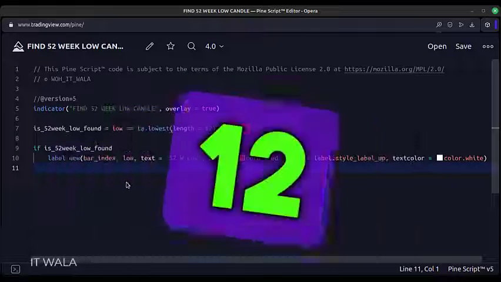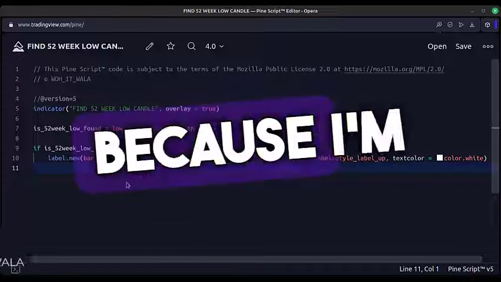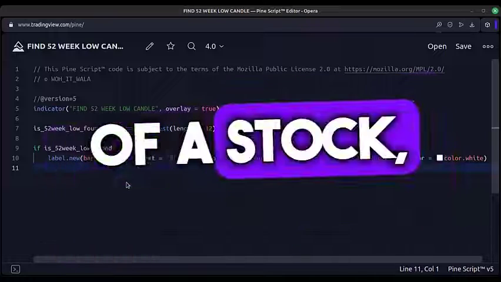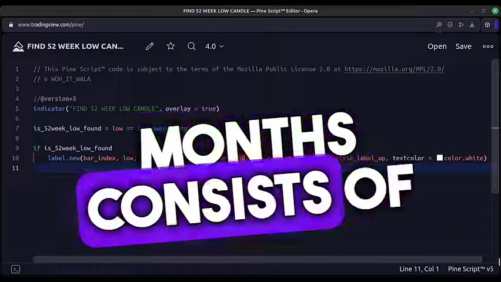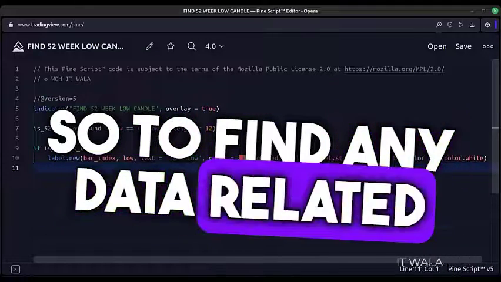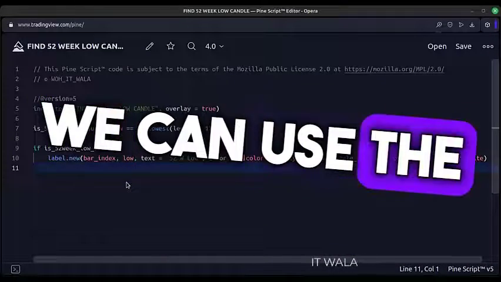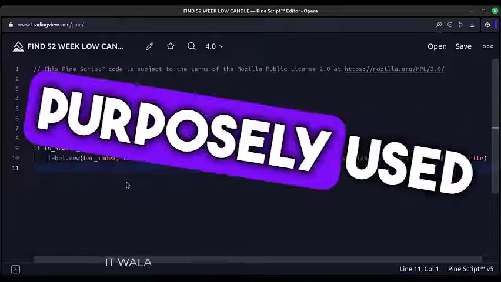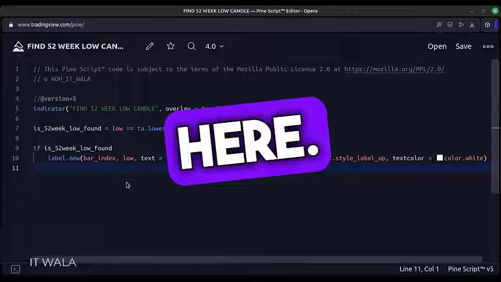But, why have I used the number 12 here? This is because I'm specifically going to use this indicator on the monthly chart of a stock. And 12 months consists of 52 weeks. So to find any data related to 52 weeks, we can use the data of 12 monthly candles. So that is why I have purposely used the number 12 here.